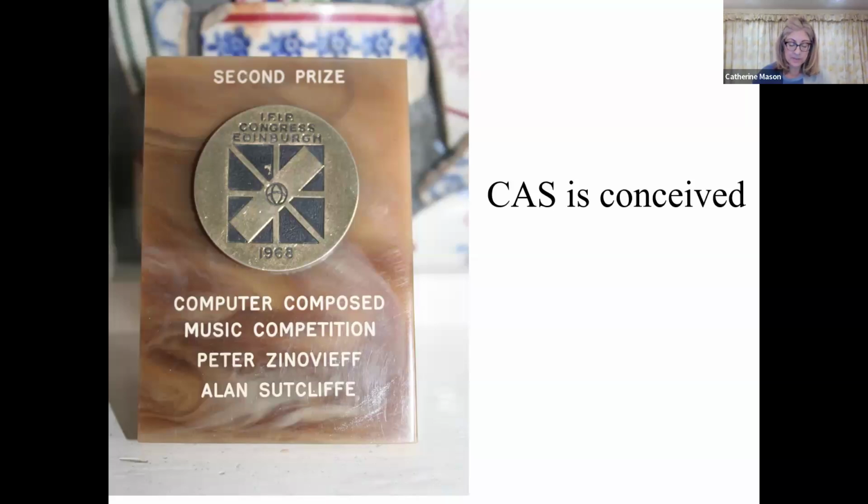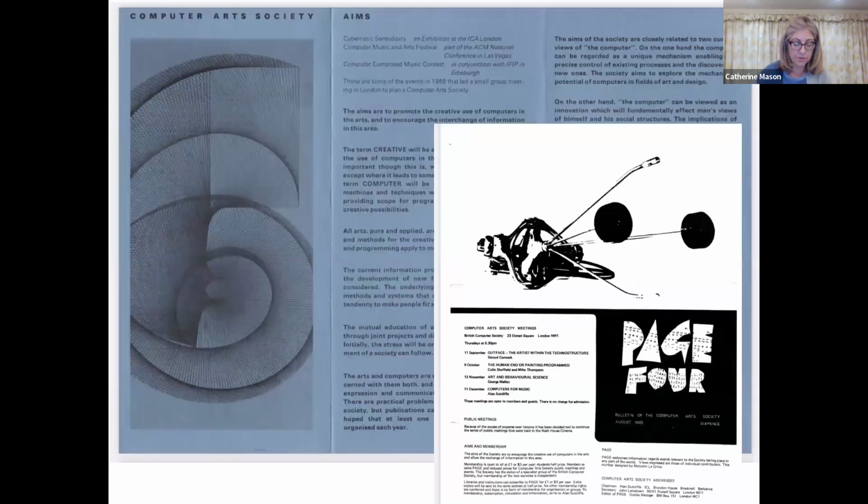Now, although CAS was based in London, it had an international reach. And in 1970, there were members in all of continental Europe, North and South America, Japan, and there was even one member in Australia. And obviously, CAS still continues to this day.